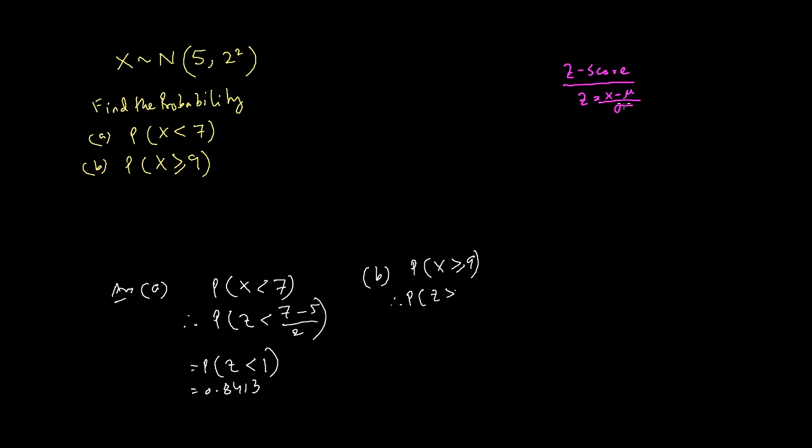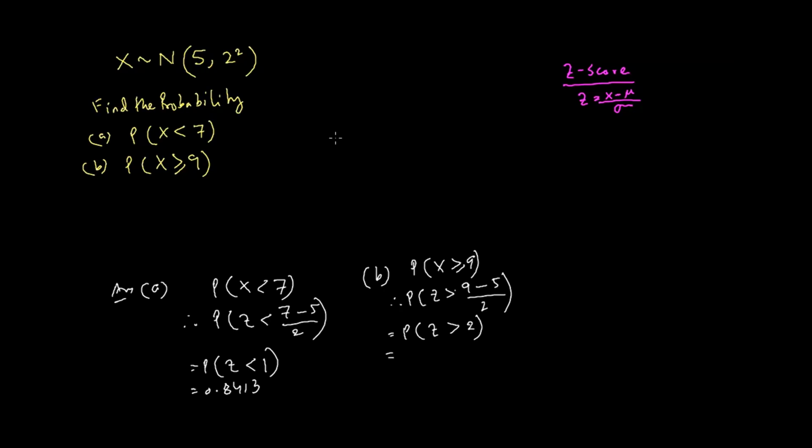So x minus mu divided by sigma, so x is 9 minus mu is 5, so the mean is 5, the sigma, the standard deviation, is 2. So this is going to be probability of z is greater than 9 minus 5 is 4, 4 by 2 is 2. Now you have to understand this is not cumulative because it is greater than. This is a positive value, but in the table remember everything has to be cumulative, less than. So we need a special rule to convert this.